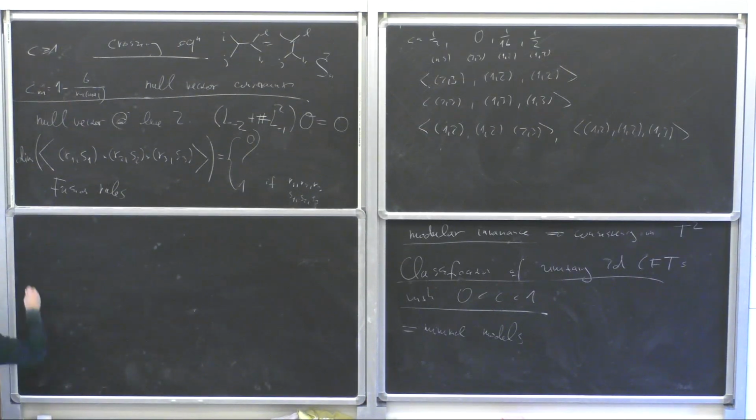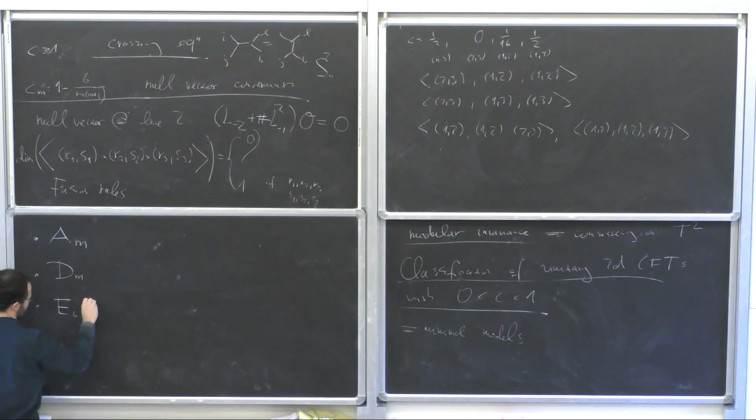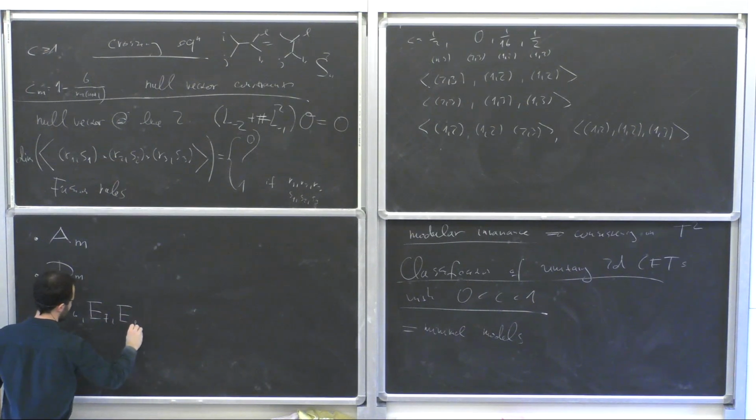So there are essentially three infinite, well, there are two infinite classes and one finite, and three extra ones. So it's a kind of ADE type classification. I won't talk much about these, but these are the most famous ones.